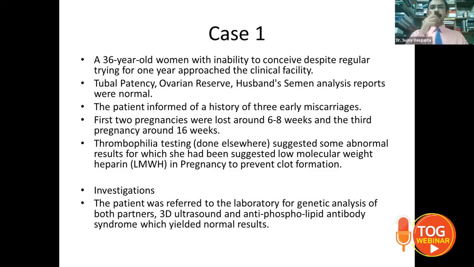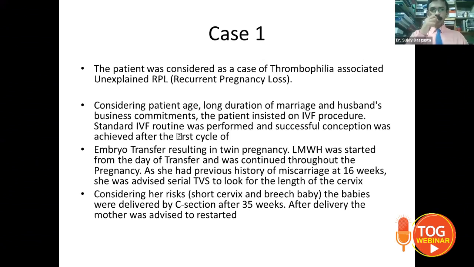So then we investigated for the other tests like 3D ultrasound, sperm DNA fragmentation, karyotype, all were normal. Now, the patient's previous 3 pregnancies, she conceived spontaneously. So this time also we encouraged her to conceive spontaneously, but she was concerned that she is already 36, and for her job purpose, her husband has to stay abroad. So she insisted on going for IVF.